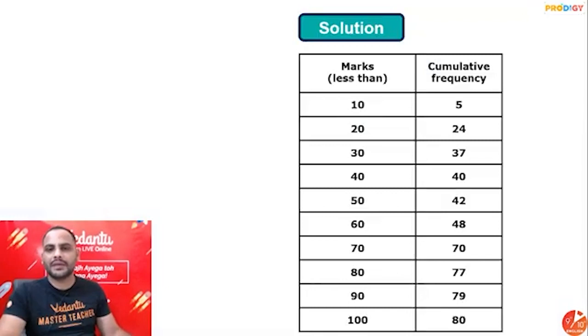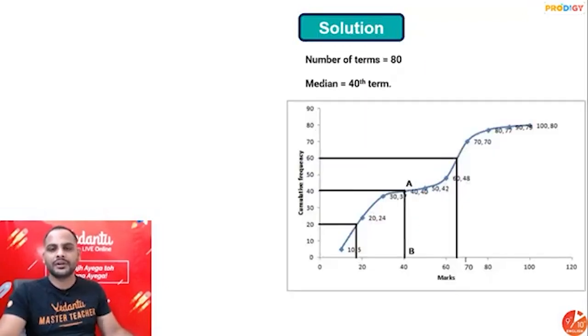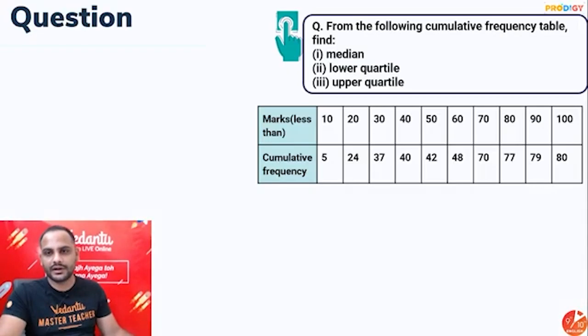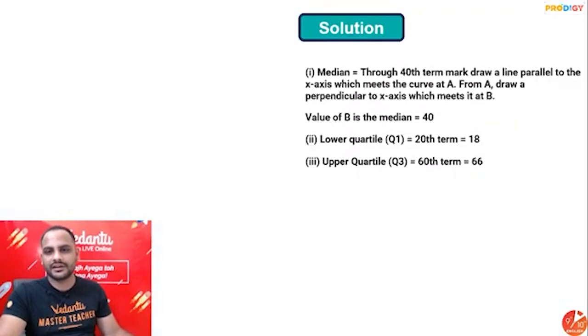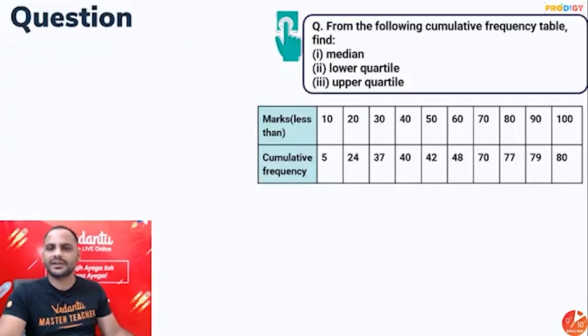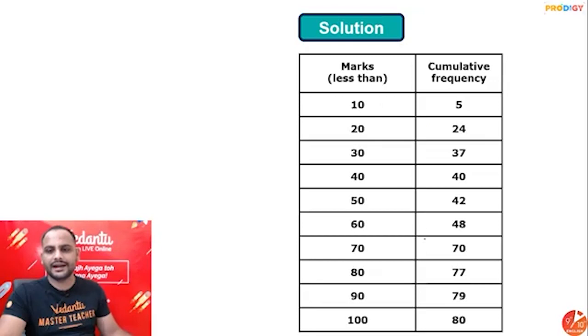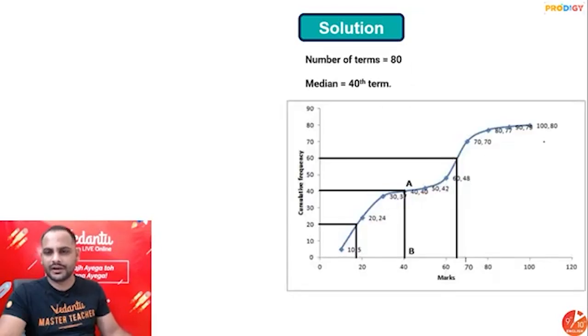Now here, marks less than types, it is written already. Cumulative frequency is given to you. As you don't know the formula, I think you need to do this graphically, because you don't know the formula for the grouped one. You can draw the cumulative frequency distribution table, and direct values are there. Plot them, you are getting something like this.